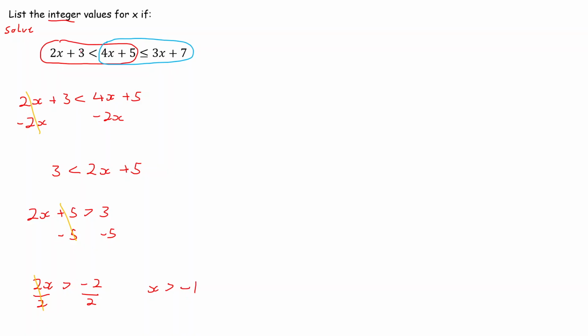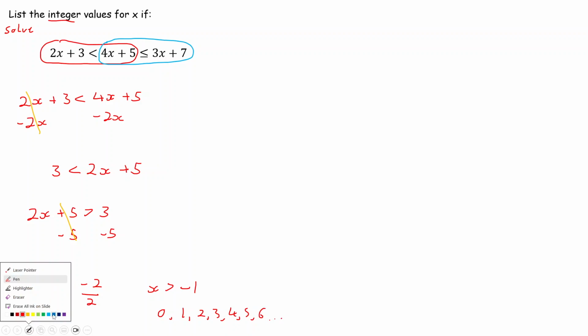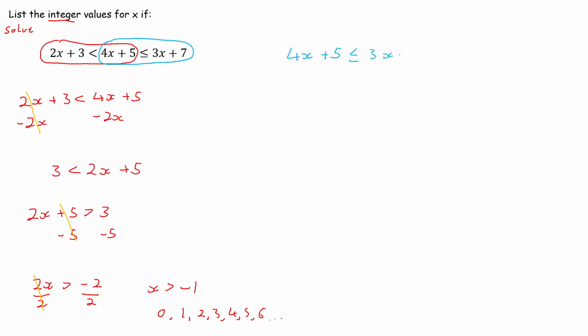So I've solved my red inequality, and my integer values that satisfy this inequality are not minus 1, because it's bigger than minus 1, so we start at 0, and then we go 1, 2, 3, 4, 5, 6, so on and so forth, and that should be enough to list. And now over to the blue inequality, where we've got 4x plus 5 must be less than or equal to 3x plus 7.